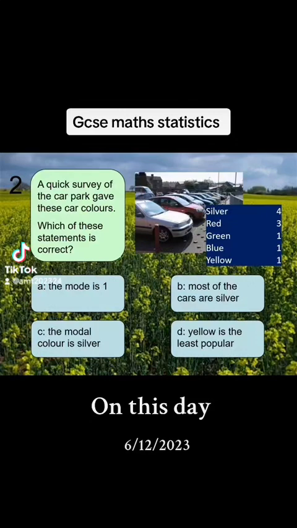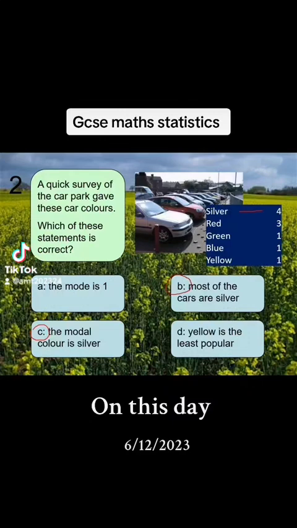Okay, so looking at this, this is true: the modal colour is silver, because silver appears the most. Now this is also true. Yellow is the least. Oh no, hang on a second. No, it's not. Sorry. So you could say that most of the cars are silver, so that's also true. Mode means most occurring, most frequent data. So there are 4 silver cars. The mode usually represents a number, but in this context, it refers to the colour of the cars, if that makes sense.